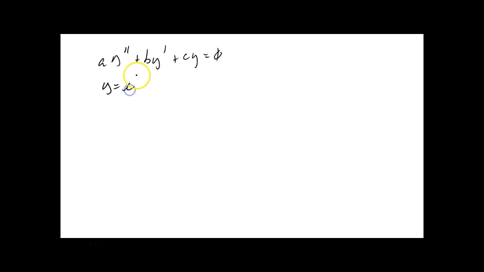If you have that as the situation, here is the form we always try first. Y is equal to e to the mx. When you have that very simple form here, this is what we try as a solution. Okay? Well, if that's your y, what do you do next? Take a derivative. Y prime would be m e to the mx, and y double prime would be m squared e to the mx.